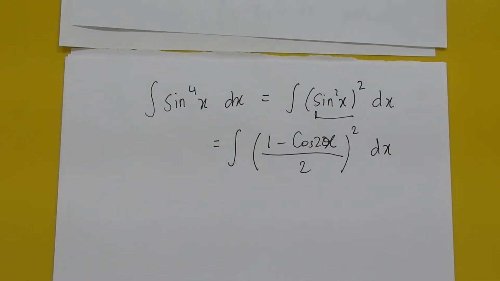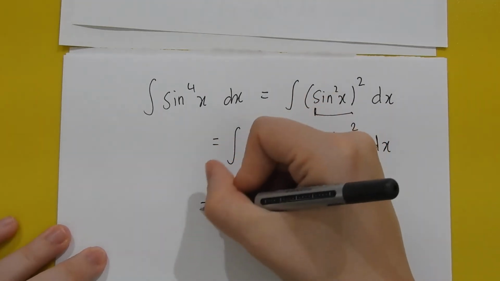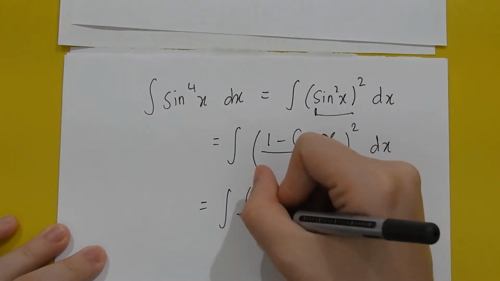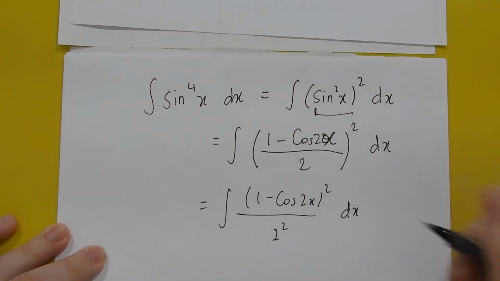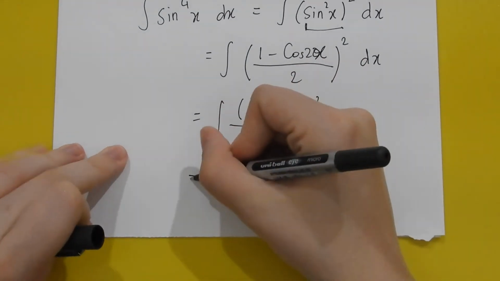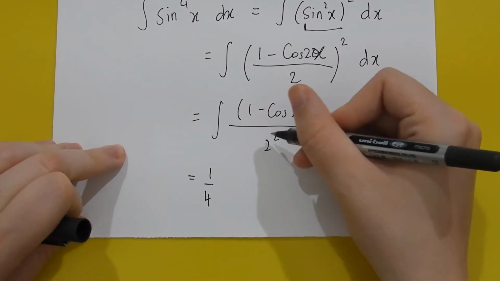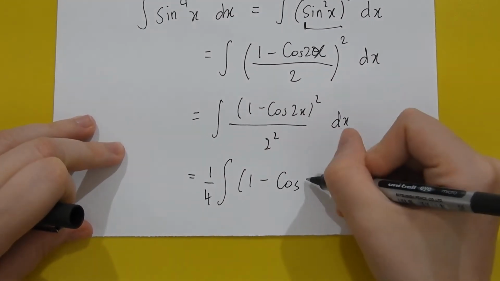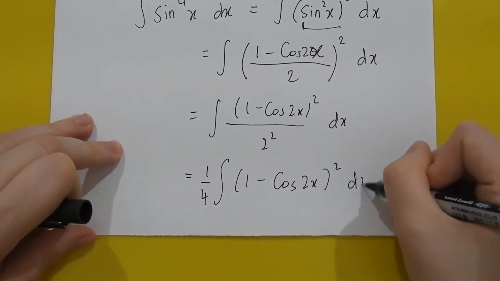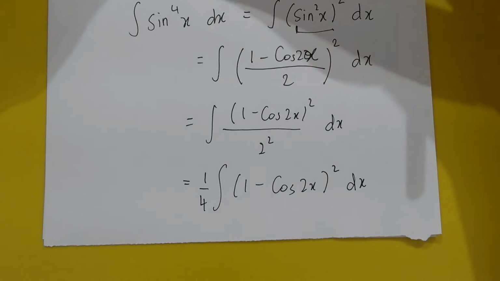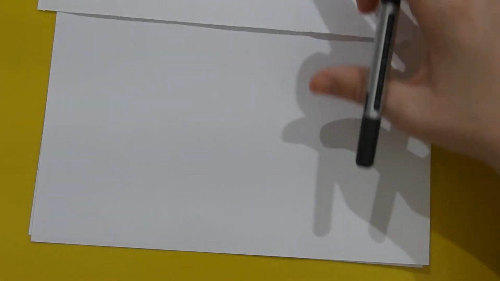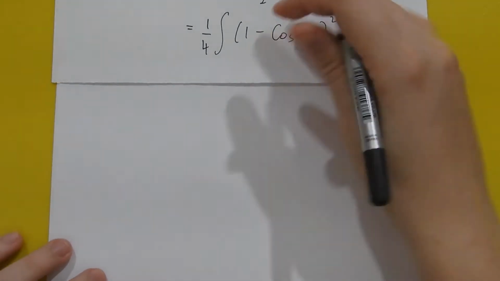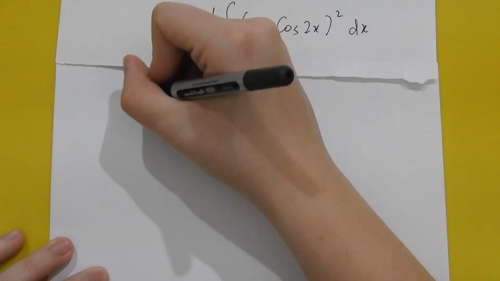So then we can actually expand this. So this is going to be the integration of (1 minus cos 2x) squared divided by 2 squared dx. And this is the same as 1 on 4. We're going to pull out this 2 squared, which is 1 on 4. Integration (1 minus cos 2x) squared dx. And I'm going to grab another piece of paper. So I'll move that up there. Like that. And we need to expand this. So this is just a binomial expansion.